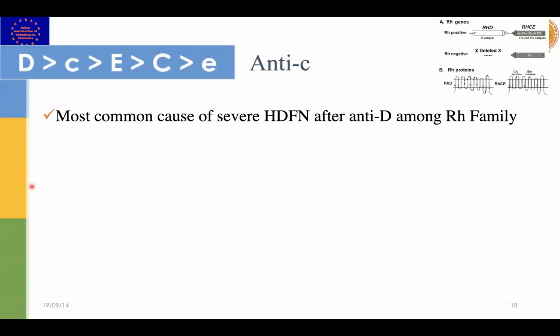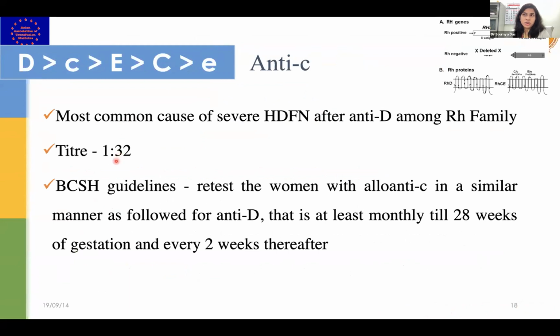So a bit on anti-small c, it is the most common cause of severe HDFN after anti-D among the Rh family. And the titer we take into account is 1:32. And the British Council has given guidelines stating that retesting the woman with allo anti-c is in a similar manner as followed for anti-D, that is at least monthly till 28 weeks of gestation and every 2 weeks thereafter. And anti-small c is known to cause delayed anemia in the neonate.